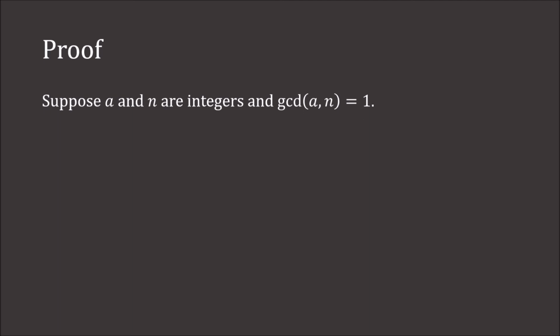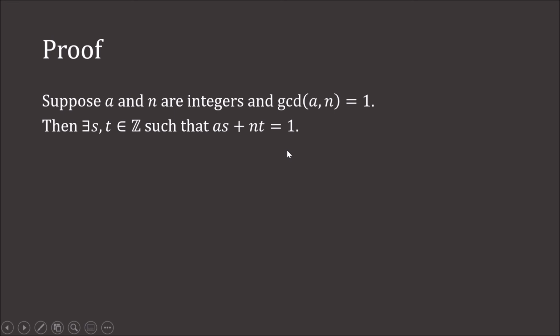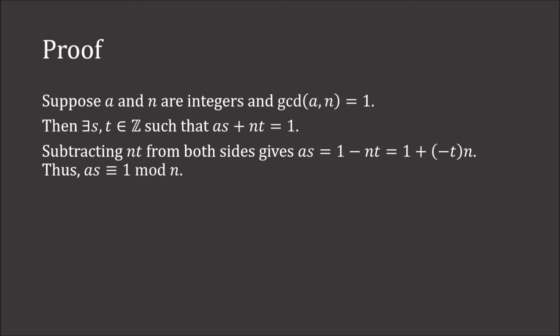Suppose that A and n are integers, and the GCD between A and n is equal to 1. Then there must exist integers S and T such that AS plus NT equals 1 by the previous corollary. Subtracting NT from both sides will give AS is equal to 1 minus NT, which is equal to 1 plus negative T times N, where negative T is guaranteed to be an integer. So AS is congruent to 1 mod N by definition, and that completes the proof.